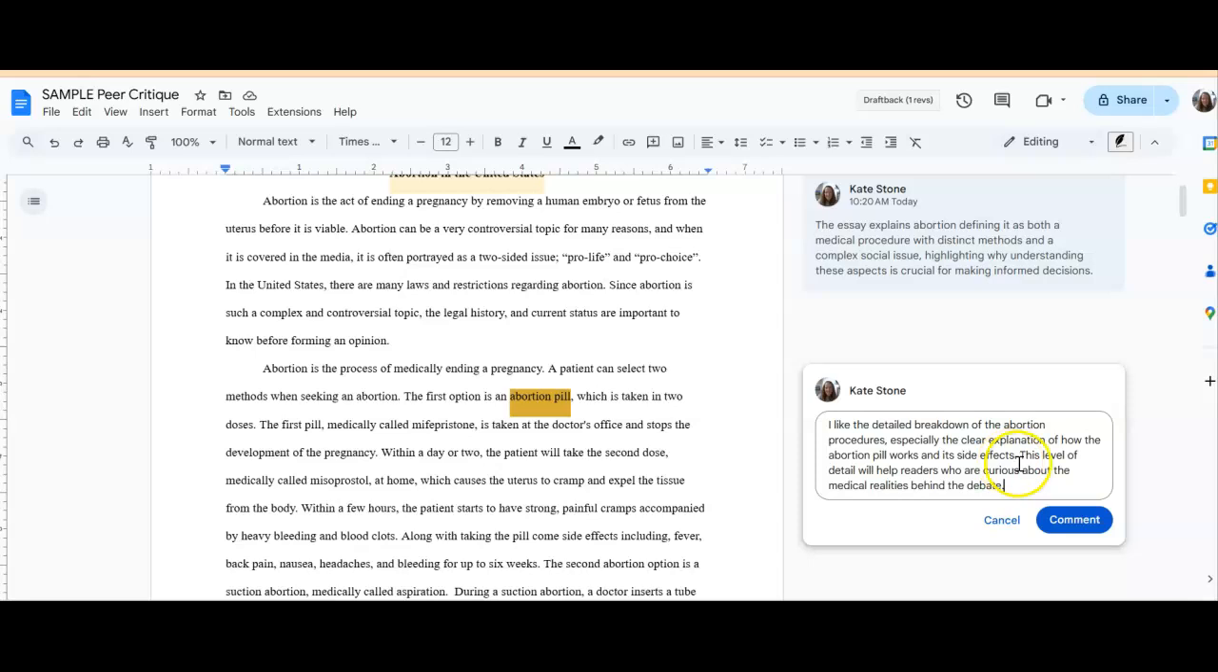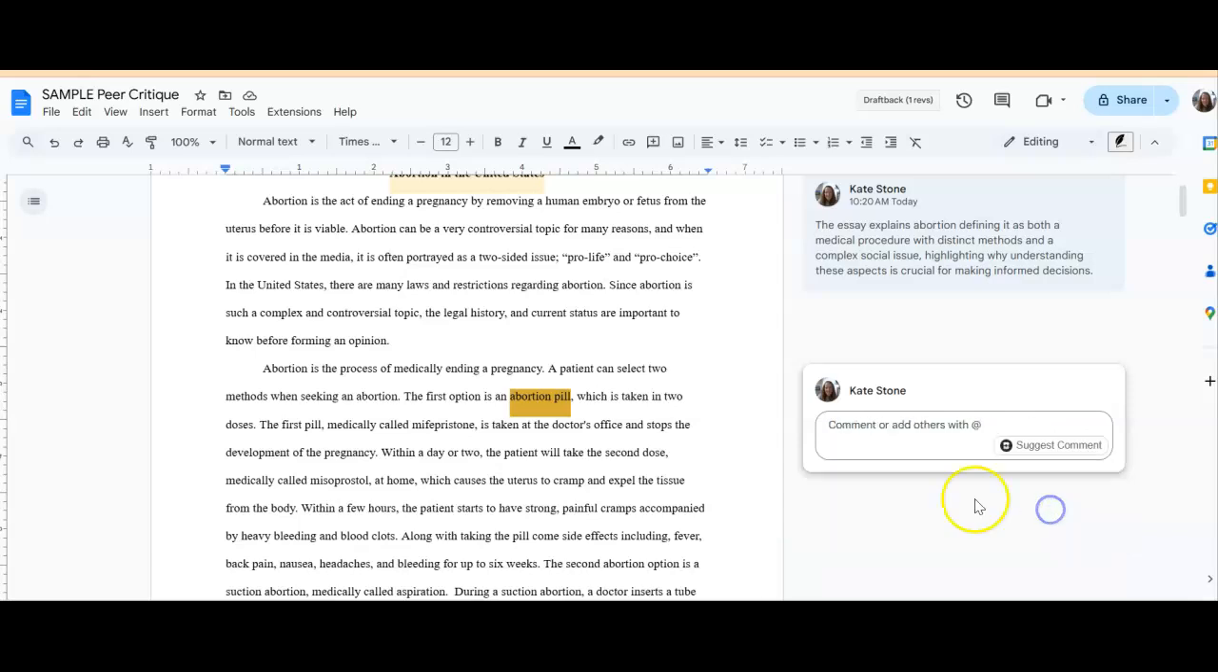And the reason, so I'm not only praising that, but I'm also saying I think it's going to help readers who are curious about the actual realities behind this debate, right? Because a lot of people, when it comes to this issue specifically, are really only, I guess, educated about one type or don't know about all facets of the issue. So make that comment right there.